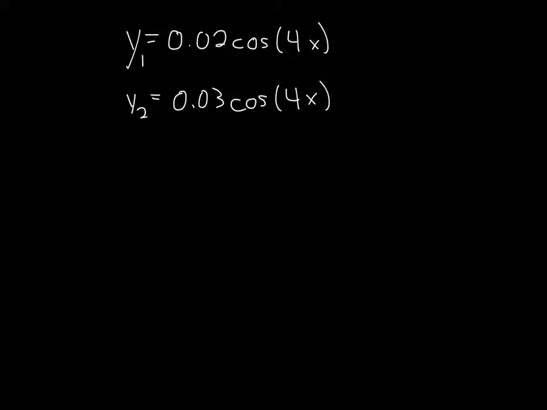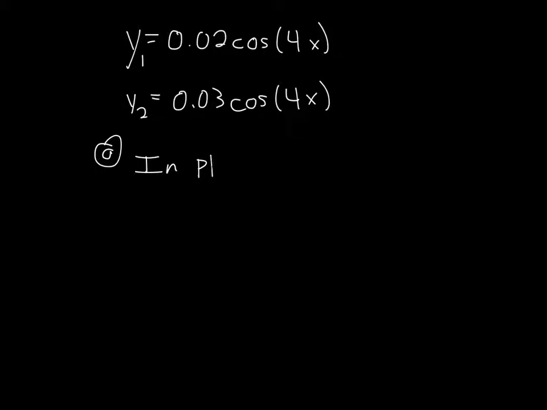So let's say we have a situation where we have two equations for waves. y1 equals 0.02 times cosine of 4x, and y2 equals 0.03 times cosine of 4x. And the first thing we're asked about these waves is, are they in phase? So how do we answer this question of in phase or out of phase?